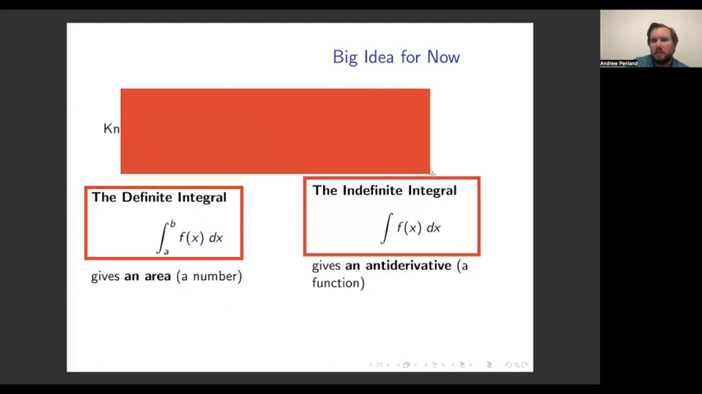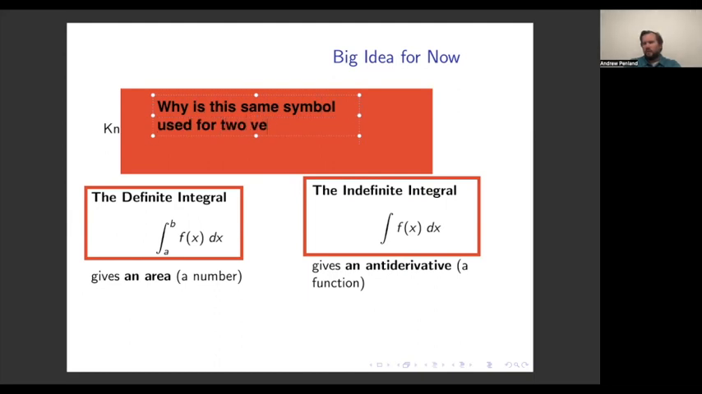Now, you may be wondering, why in the world would anyone use this same symbol for two different things? And the answer is, even though these two things are different, it turns out they're highly related. So when we get to the fundamental theorem of calculus, it may make a bit more sense. For right now, just know that this is not as confusing or as random as it may look at first. These two different things are very related.